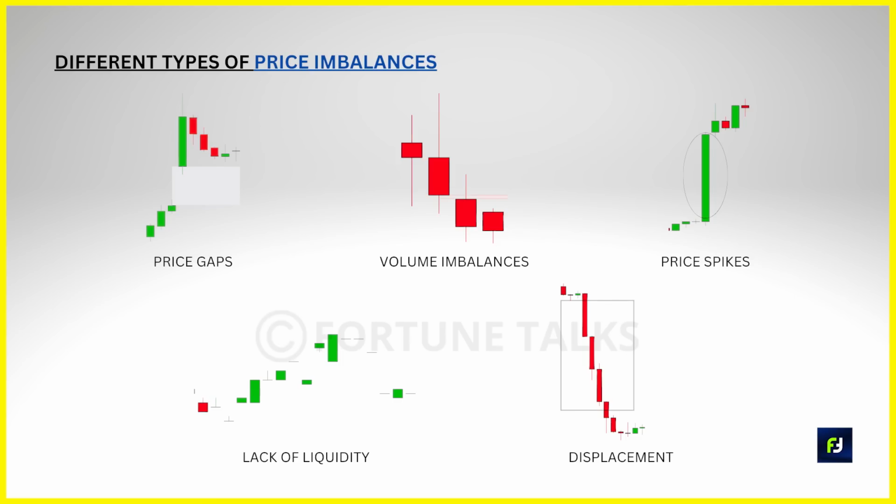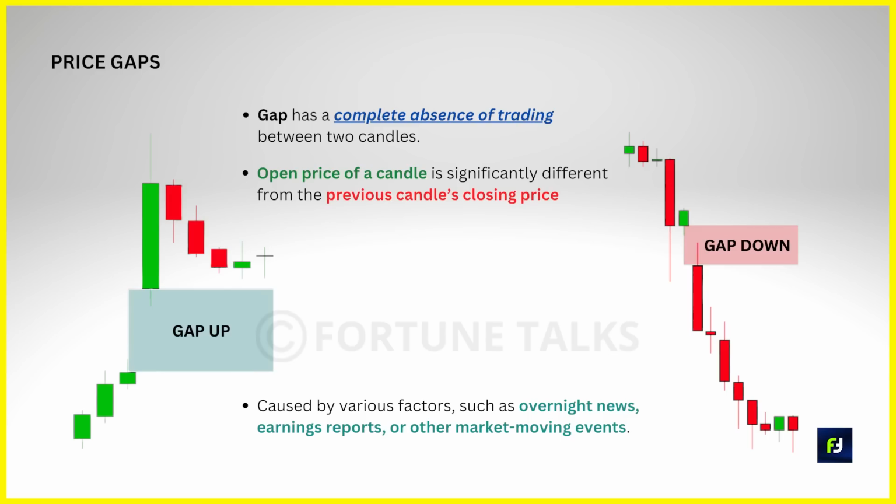But imbalances in price behavior can take different forms. Just think about it. They could be in the form of gaps, volume imbalances, spikes, lack of liquidity, displacement, etc. Now, I will try to explain each one very briefly to get a general idea of what is what. Let's start with gaps. Price gaps occur when the opening price of a candle is significantly different from the previous candle's closing price. So, a gap has a complete absence of trading activity between two candles.